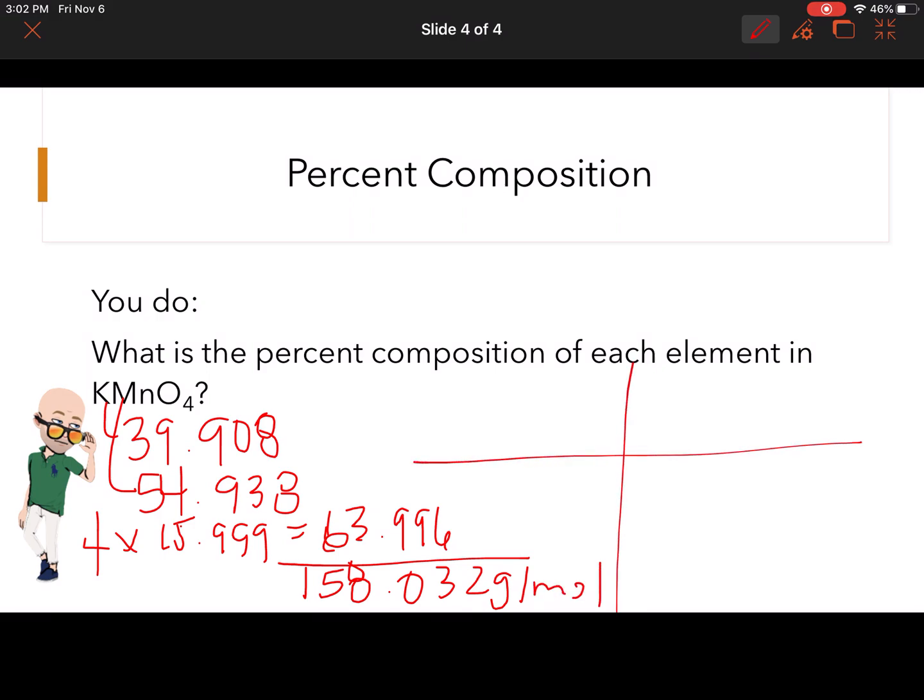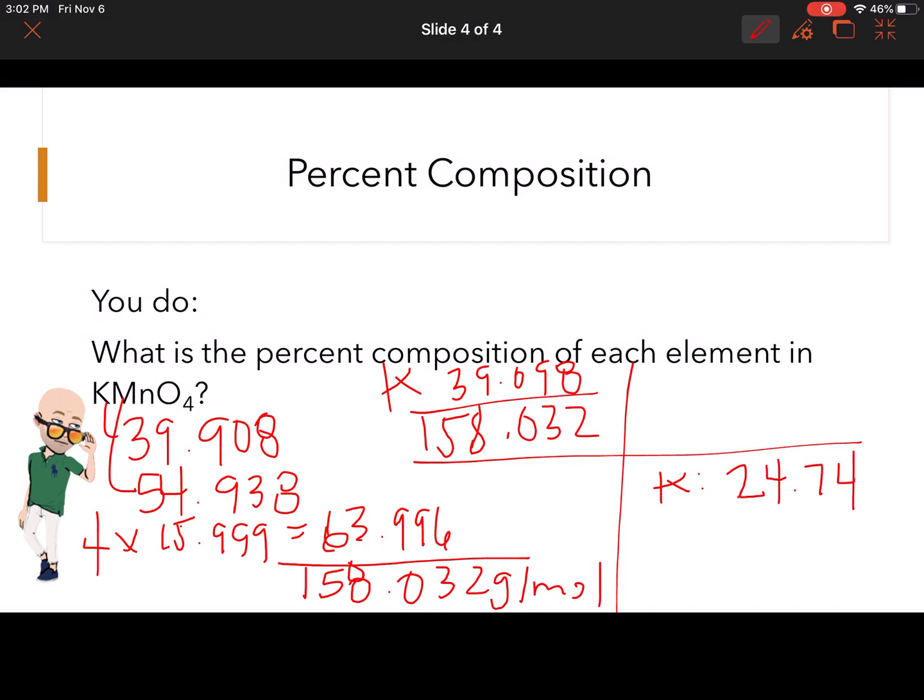Here we go. We're going to do each of these. Potassium, right? 39.098 divided by 158.032 gives me 24.7405, so 24.74%.